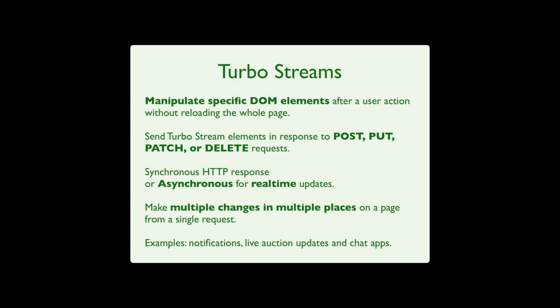In this lesson, we'll learn about turbo streams. They can be used to manipulate specific DOM elements after a user action without reloading the whole page. Turbo streams are typically triggered in response to POST or non-GET requests. Turbo stream elements can be delivered to the browser synchronously as a classic HTTP response or asynchronously over WebSockets to enable real-time updates. So when something changes on the server, it can push updates to the client instantly.